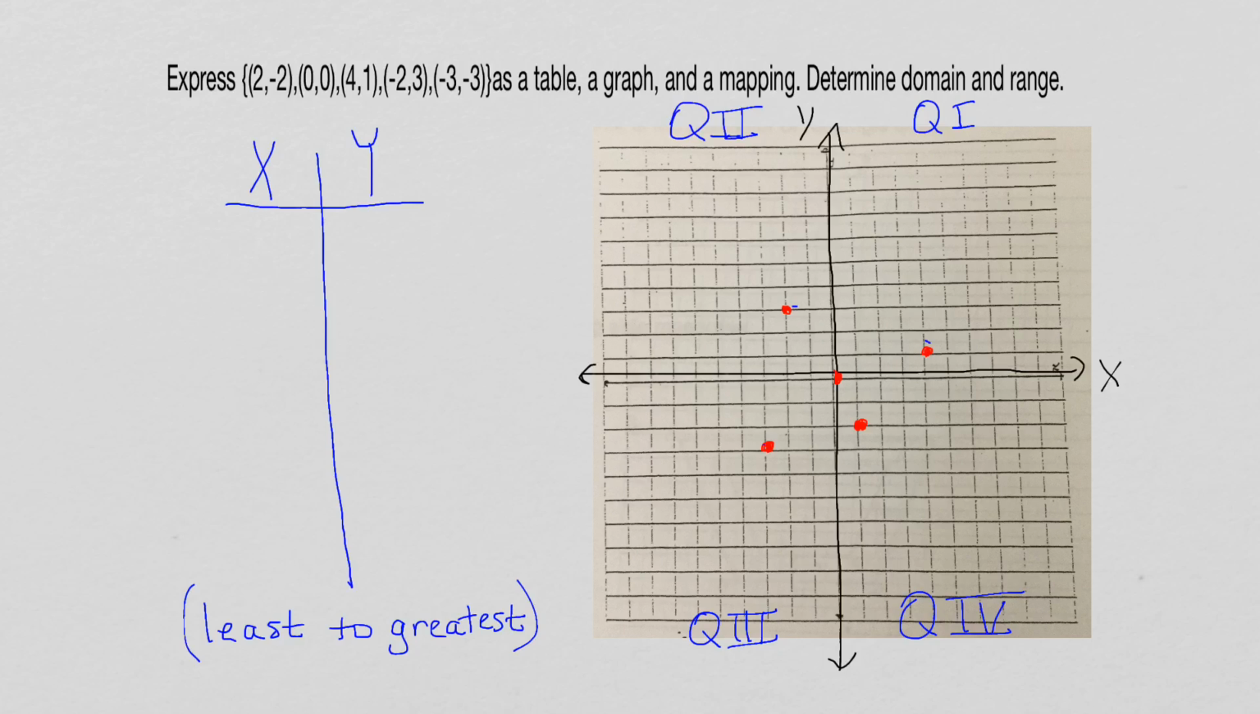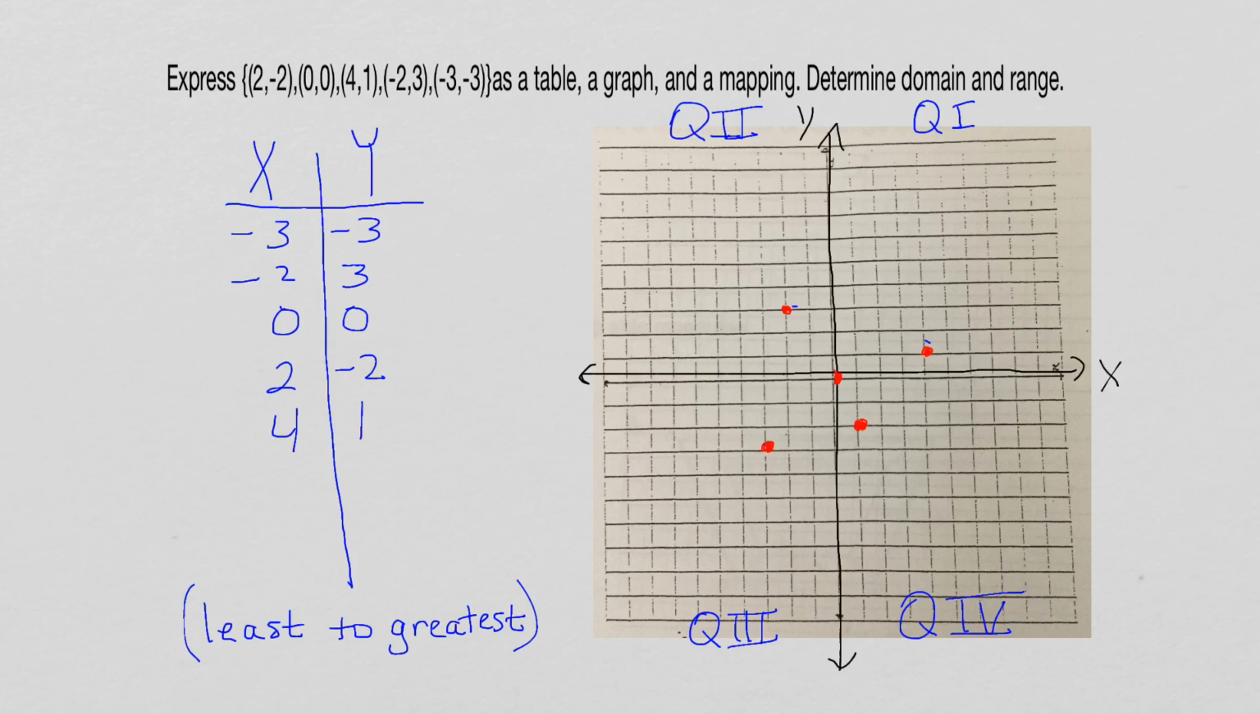So we're going to take our relations, and the first thing we're going to do is put them into a table. When you're putting them into a table, you're going to put them in from least to greatest using your x value. So the first ordered pair I'm going to list will be -3, -3. The next one will be -2, 3. The next one will be 0, 0. The next one will be 2, -2. And the final one will be 4, 1.